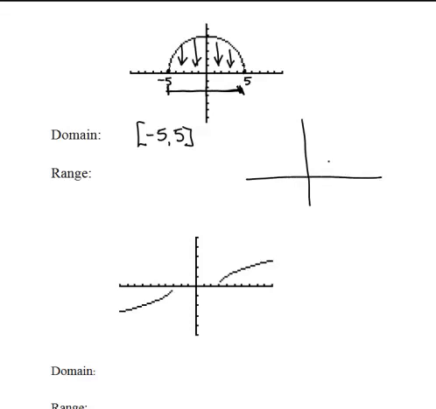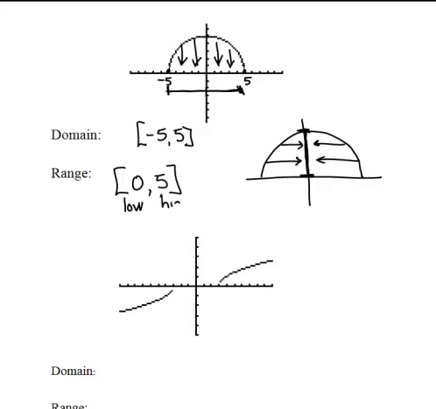When we do the range, we smash it to the y-axis or push it to the y-axis, and only a certain portion is covered from 0 to 5. Nowhere else is covered. So again, we do 0, 5 inclusive, and because those points are included, 0 and 5 are included, and we can think of that as low to high.